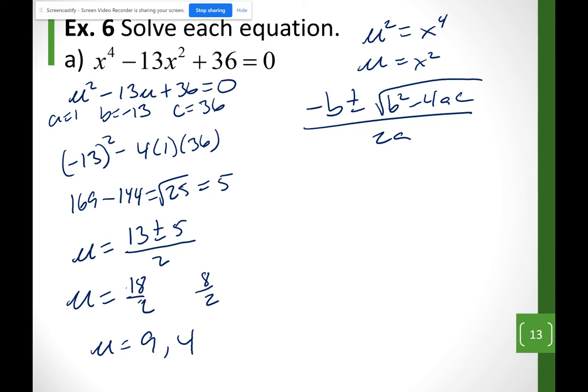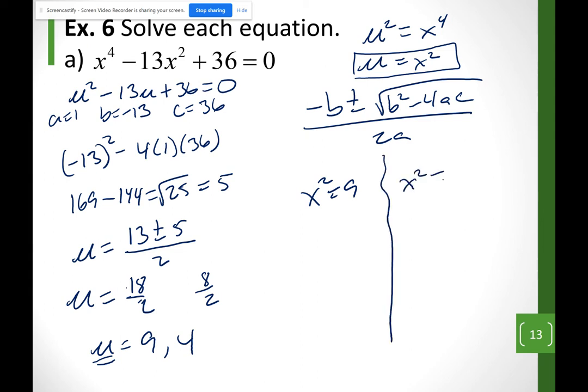However, so big however, I'm solving for x. Remember I said u is equal to x squared. So now how am I going to solve for x? I'm going to say x squared is equal to 9. Work that out. Then I'm also going to say x squared is equal to 4 and work that out. Now, if x squared is equal to 9, let me get the square root of each. X equals plus or negative 3. Let me get the square root of each. X equals plus or negative 2.